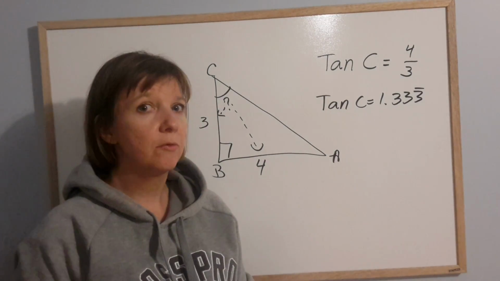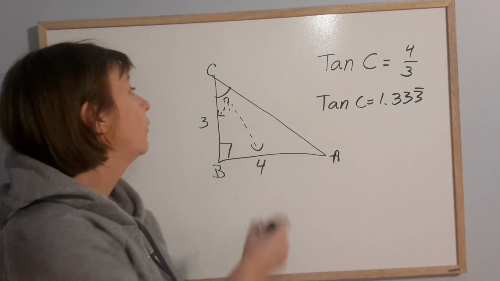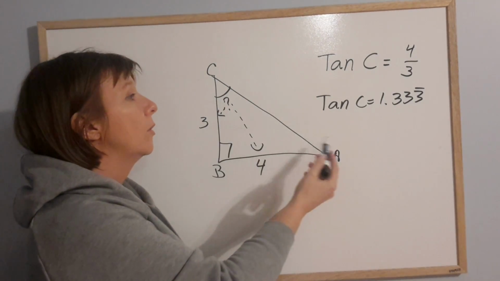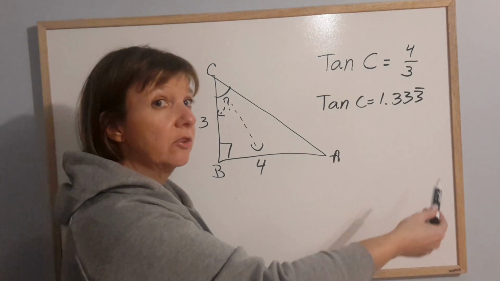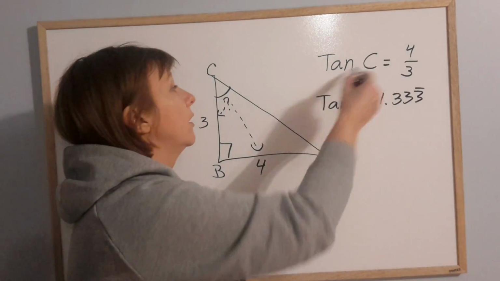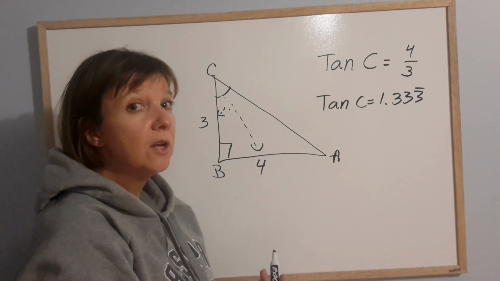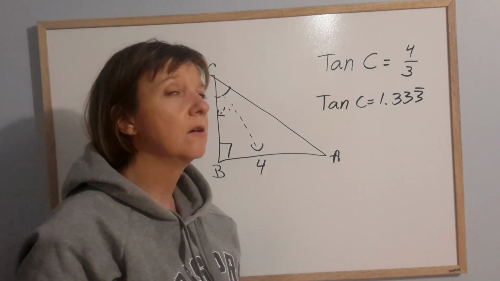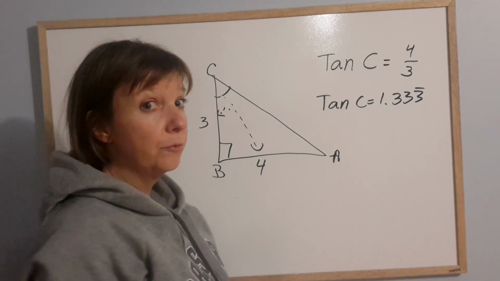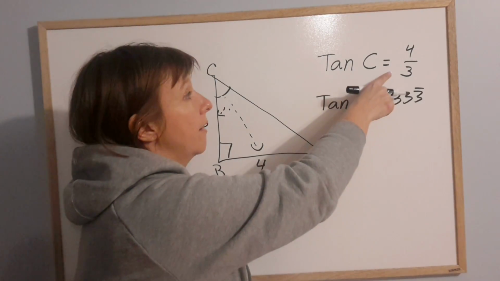So if you just leave it as a fraction, that's fine, because in the next step, now they want to know, okay, so if the fraction of opposite over adjacent is 4 over 3, now they want to know what would angle C be? How many degrees? Would this be a 20-degree angle? Would it be a 40-degree angle? What would it be?